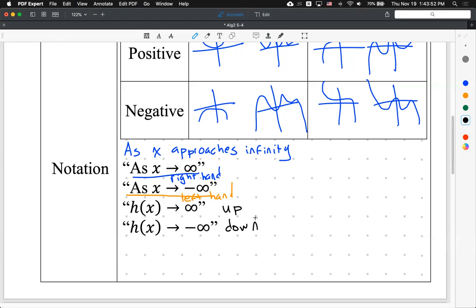This is the first part of your instructions. As x approaches something. Your second part of the instructions is the height goes where? So h is the height. H is height, or h of x. It's the function. As x moves left and right, in this case right or left, what happens to your function? The function goes to positive infinity or negative infinity. You'll see this in a sec.